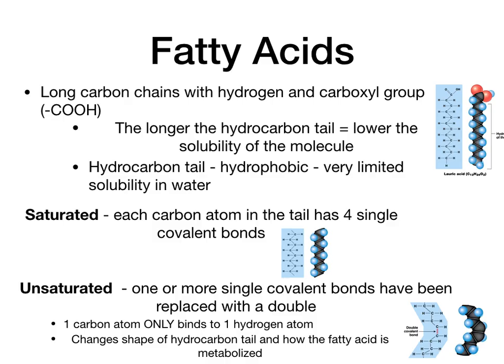So then we have our saturated versus our unsaturated. In saturated, each carbon atom in the tail has 4 single covalent bonds. In the unsaturated, 1 or more single covalent bonds have been replaced with a double covalent bond. 1 carbon atom only binds to 1 hydrogen atom. This changes the shape of the hydrocarbon tail and how the fatty acid is metabolized, because a double bond is harder to break than a single bond. So that's going to affect how it's metabolized and how long it takes to metabolize in the body.